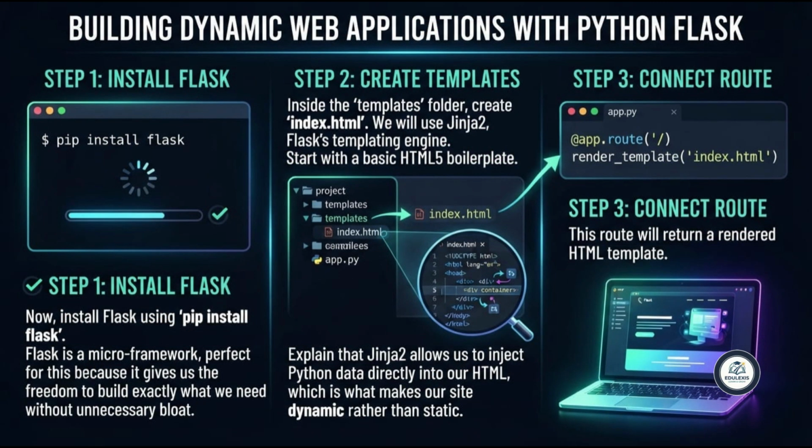Inside the templates folder, create index.html. We will use Jinja2, Flask's templating engine. Start with a basic HTML5 boilerplate. Add a div container for our content. Explain that Jinja2 allows us to inject Python data directly into our HTML, which is what makes our site dynamic rather than static. We are setting the stage for a professional interface.